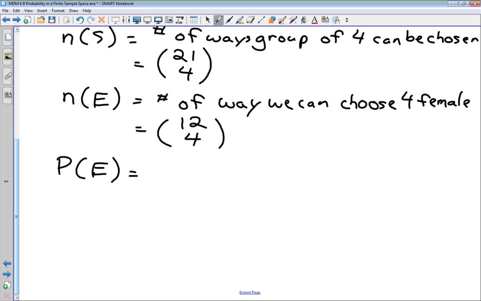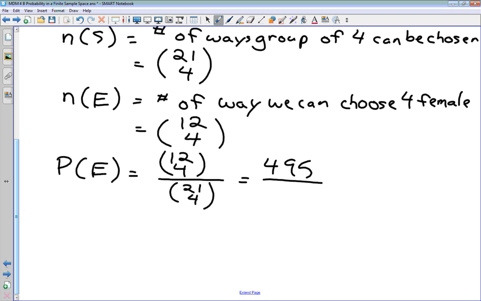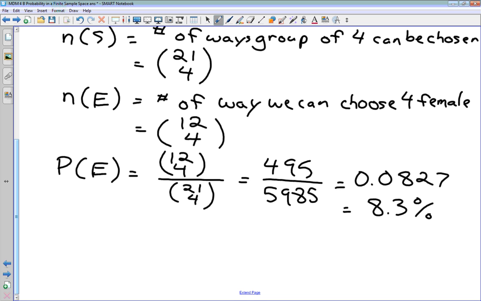So what's our probability going to be? The probability of this event is going to be 12 choose 4, the number of ways of choosing those 4 female students, divided by the number of possible events here, 21 choose 4, which works out to be 495 over 5,985, or 0.0827. And in a case like this, we usually express this as a percent. We get about 8.3%. So if we randomly chose 4 students, there's an 8.3% chance that that group of 4 students would be all female.